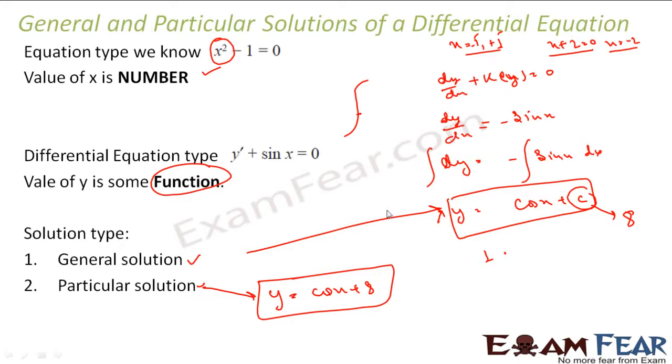Only one solution. But in the other case, I am telling y is equal to cos x plus c, where c is any variable. So there can be multiple solutions with some value of c. Such a solution is a general solution, where you have some variables defined and you say this variable can have any value, and thus you can have multiple solutions. That is the general solution. But when you have the actual value of that, then there is only one solution, and that becomes a particular solution.